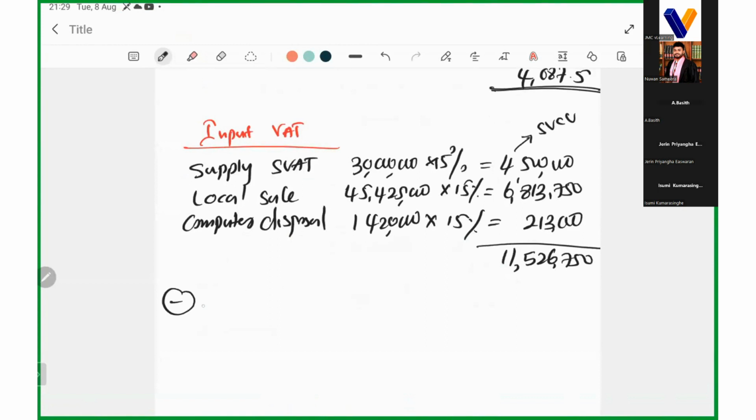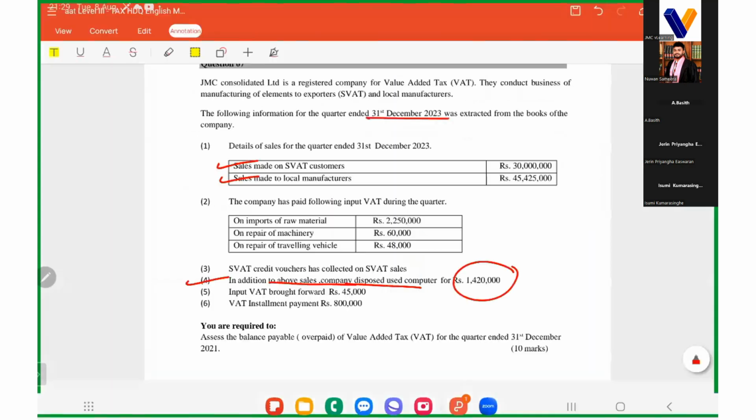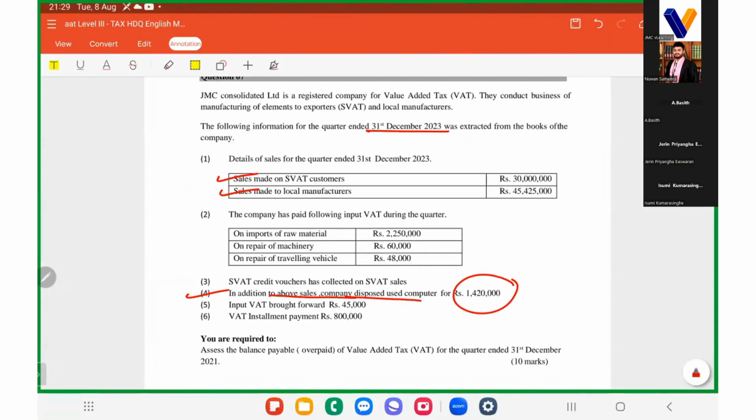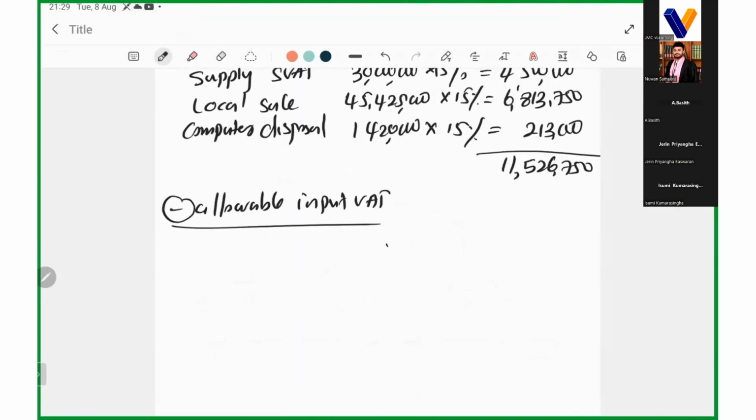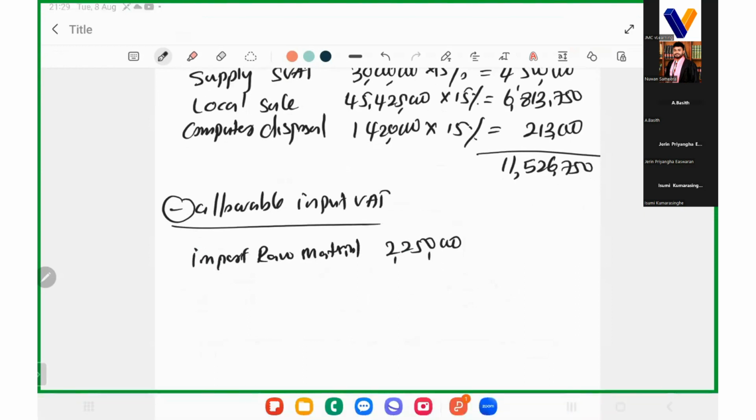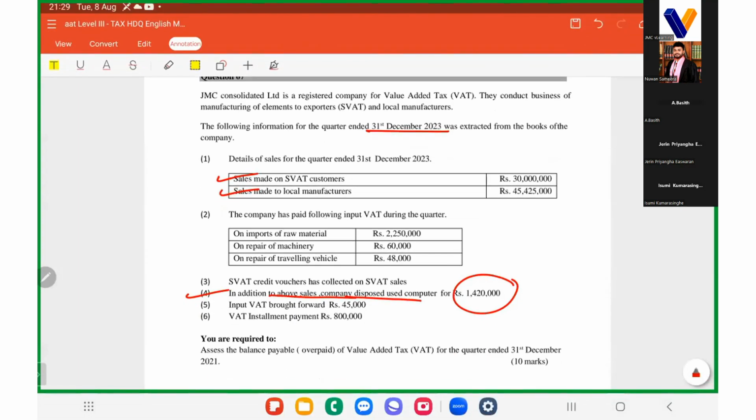Then you can deduct the allowable input VAT. So what are the given allowable input VAT? There are some disallowable input VAT. Now you know the import of raw material. So no need to apply the VAT rate because they have given the paid VAT. So don't apply that 15% on this 2.25 million, because they have given the following input VAT incurred, right?